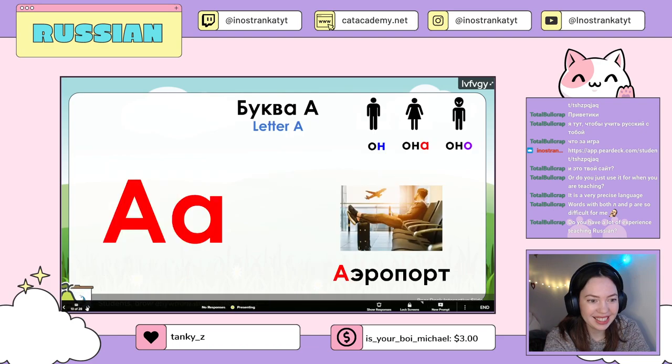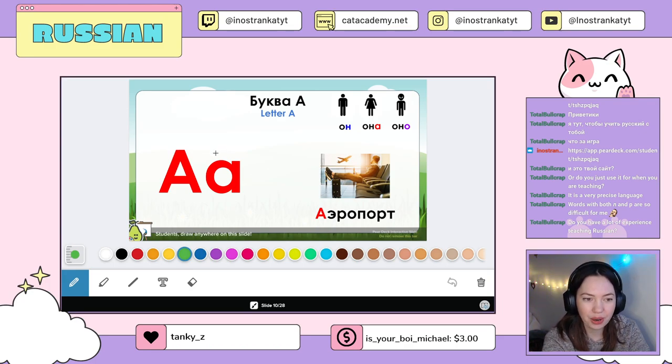So let's look at the words that we learned during our previous lessons, and let's try to figure out their gender. Remember, if the final letter is not a vowel, it will be a masculine gender. So we had aeroport. The final letter is T. It is not a vowel, so it is он.